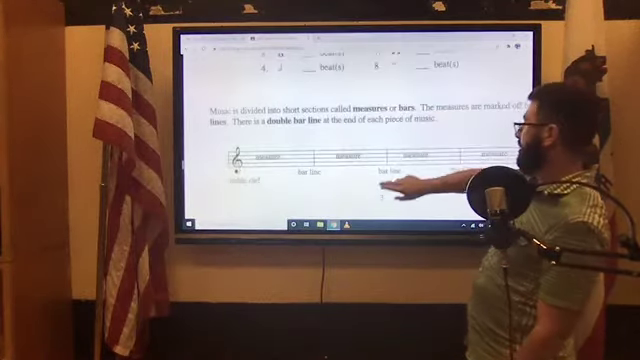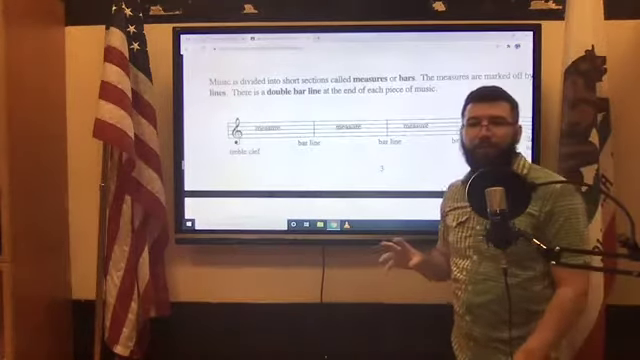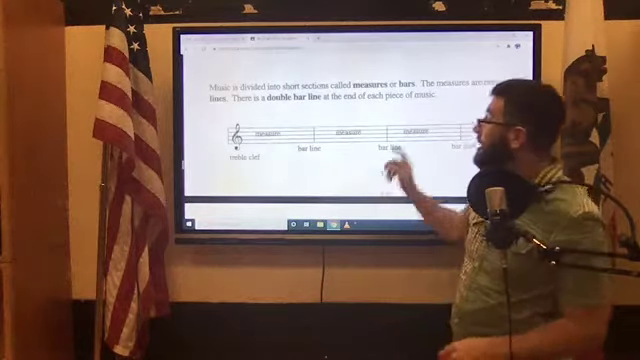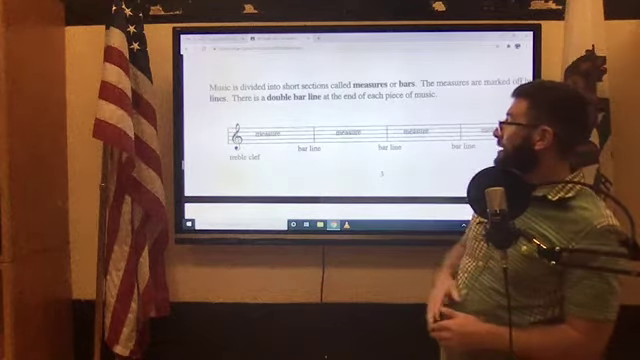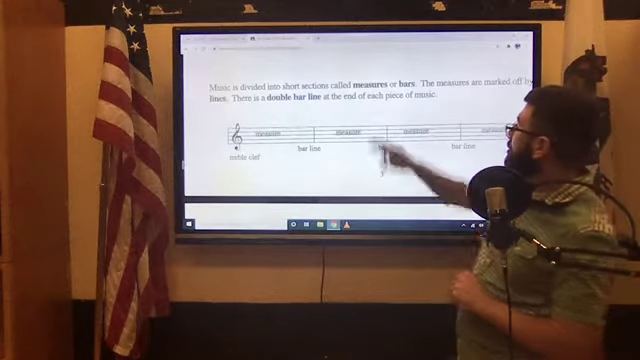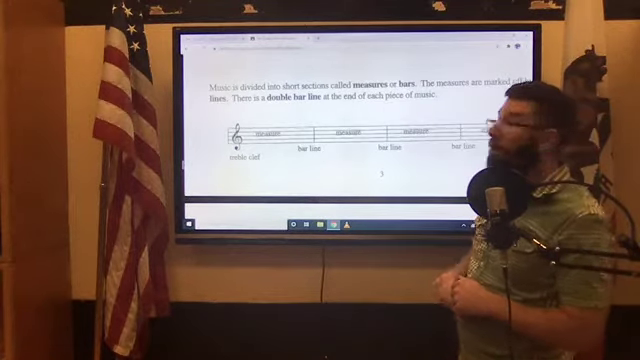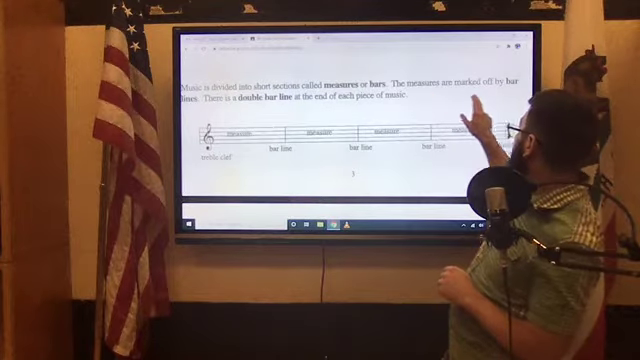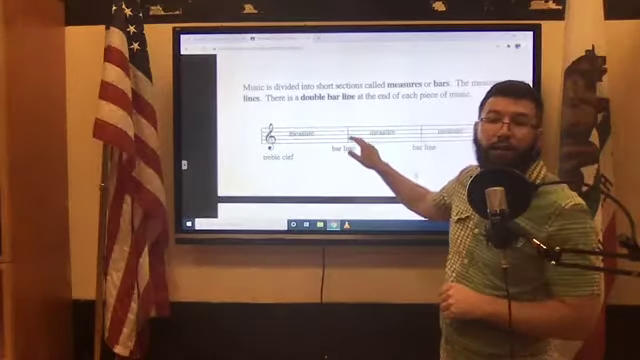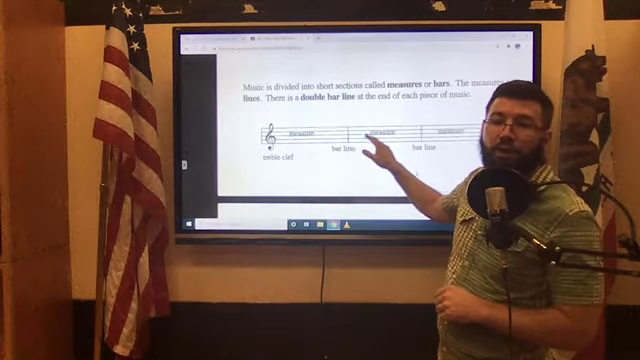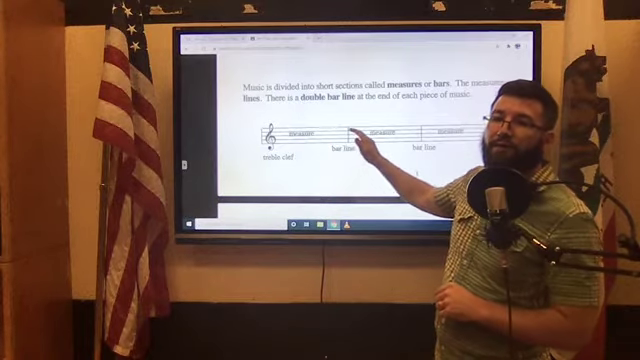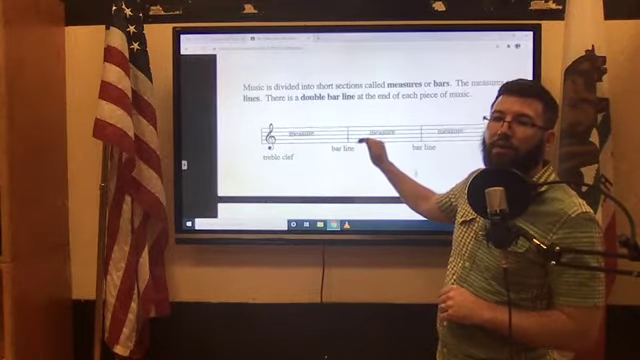Scrolling on down. Okay, final step before we start playing our instruments, I believe. Okay, good. Yep, we're going to have our instruments out in just a minute. For this one right here, we talk about measures and bar lines. Music is divided into short sections called measures or bars. The measures are marked off by bar lines. Right here. That bar line tells you a new measure has begun. So you're playing along this measure. Then a vertical line happens. That's the bar line. Now we're back to beat 1.